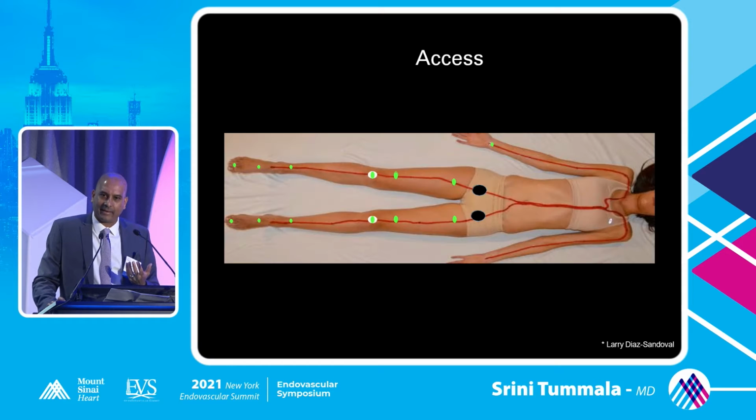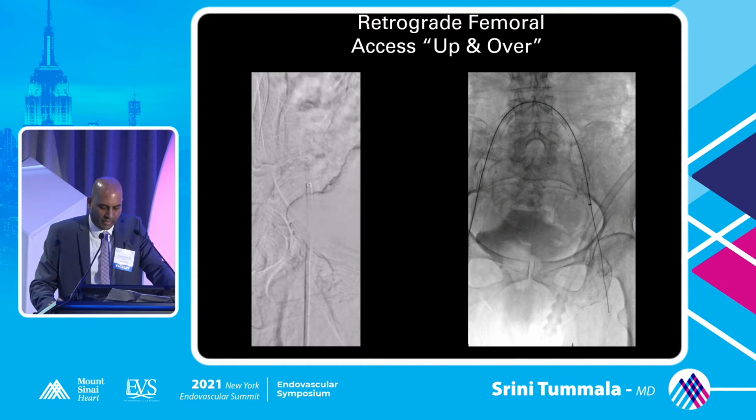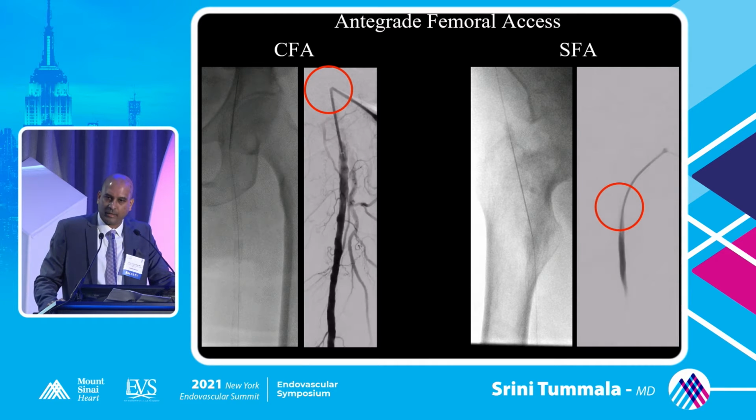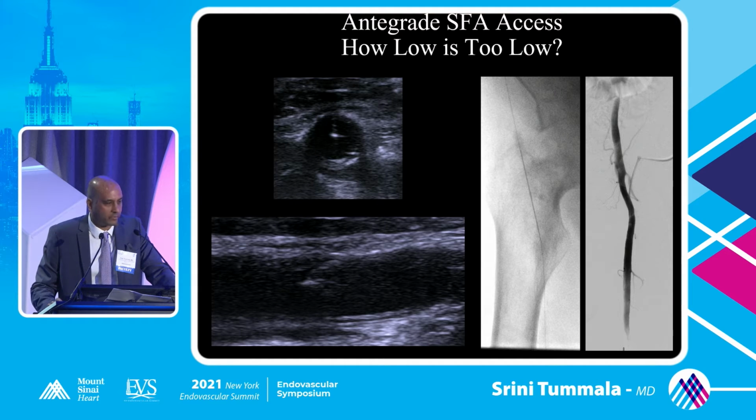So now what about access? Well, access, we've got all these access points now. We've obviously got brachial, but I think most of us are not using it as often as we used to, but radial all the way down to the toes. And there's a couple things to think about. So when you're tackling a FemPop CTO, I think the most common access is probably the up and over technique. That makes sense. Don't forget about antegrade CFA, antegrade SFA. And the biggest question on this is people always ask, well, how low can I go if I'm going to puncture the proximal SFA?